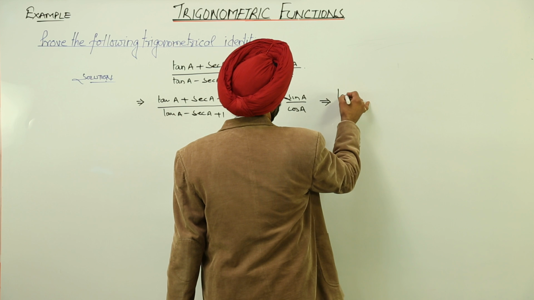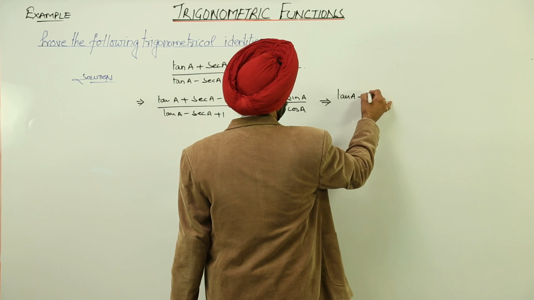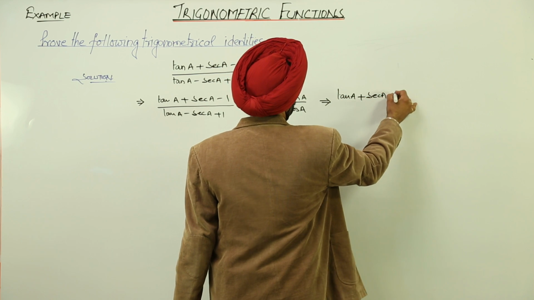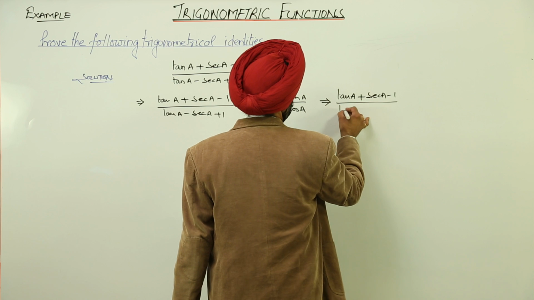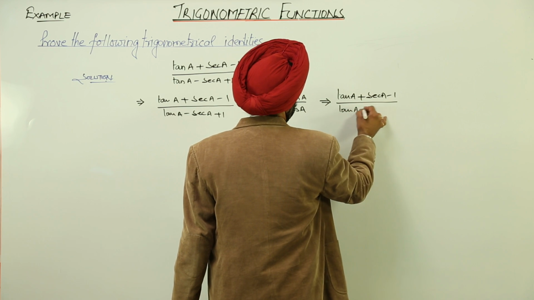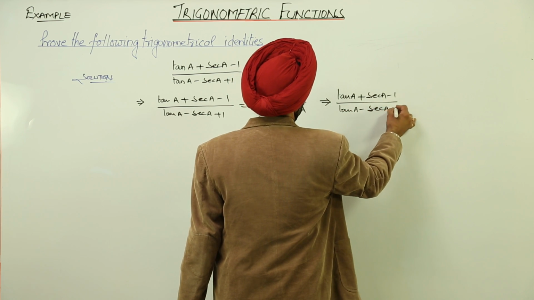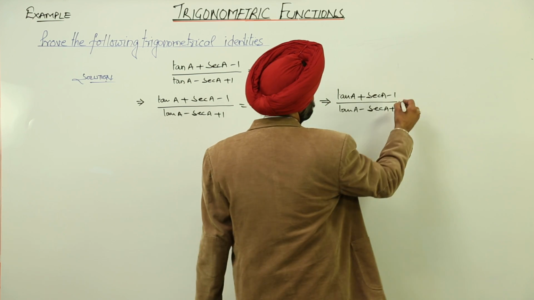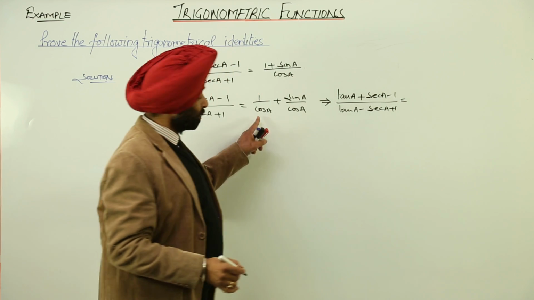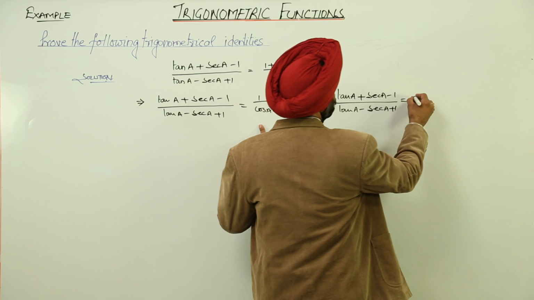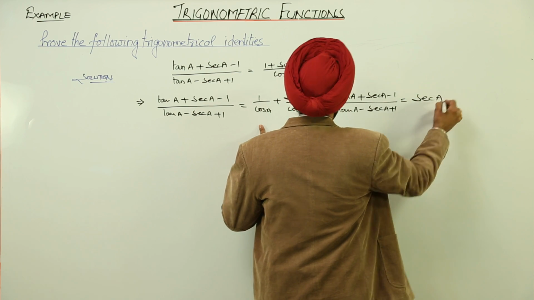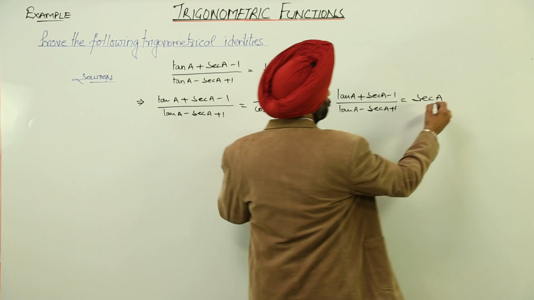Now further we can write this as tan A plus secant A minus 1 upon tan A minus secant A plus 1 is equal to, now 1 upon cos A is secant A plus tan A.